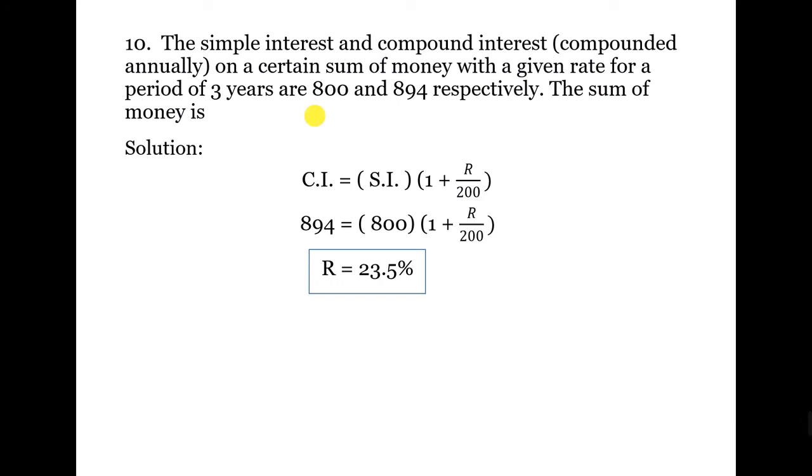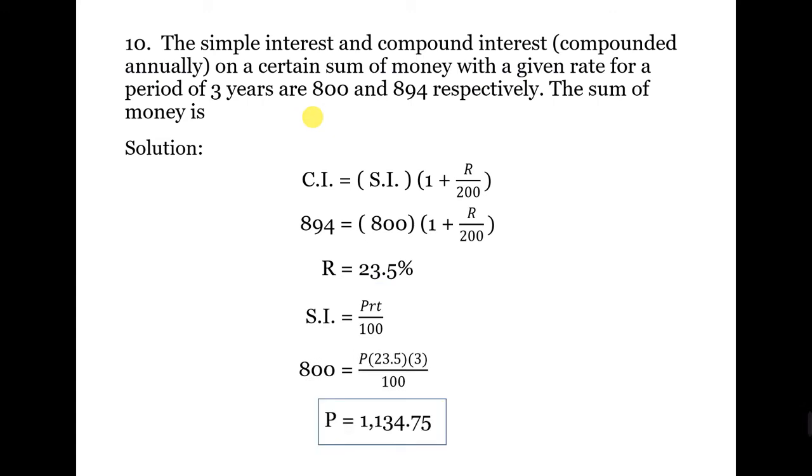So we will proceed to the simple interest formula as we are looking for the value of the principal amount. Then we will substitute the values to the formula, but the rate that we are going to use is equal to 23.5% and the time frame is 3 years. So the answer is equal to 1,134.75 as the principal amount of money.